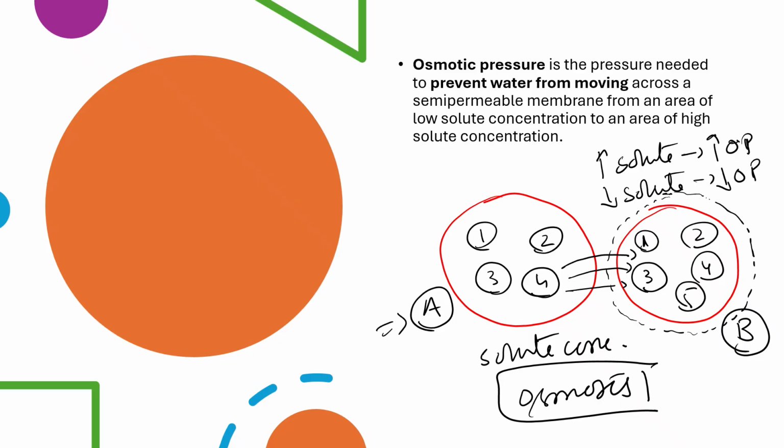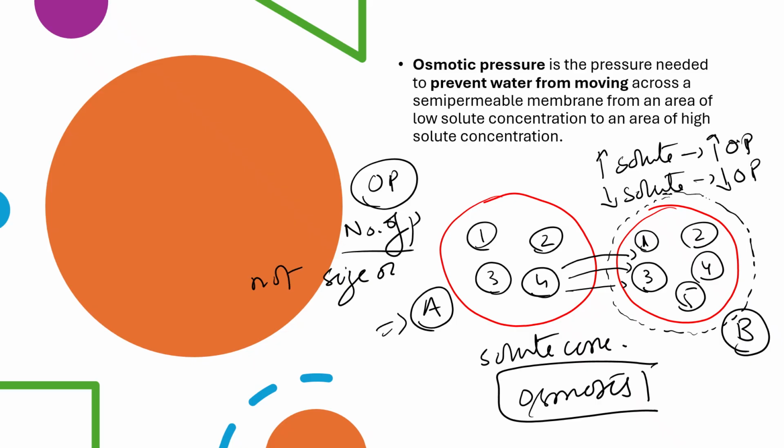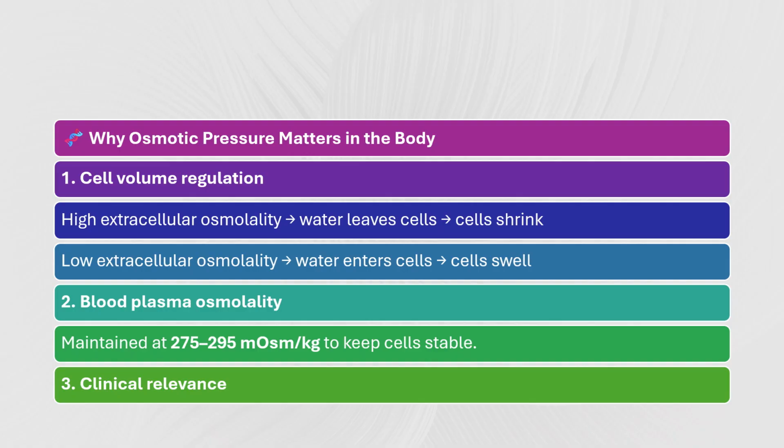The osmotic pressure will depend on the number of particles, but it will not depend on the size of the particle or type of particle. It's an important concept to remember. Now, why does osmotic pressure matter in our body? Why is osmotic pressure important in our body?